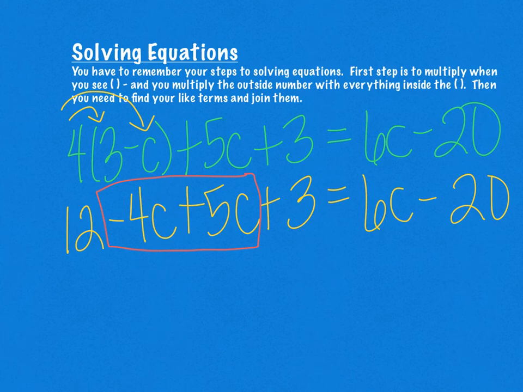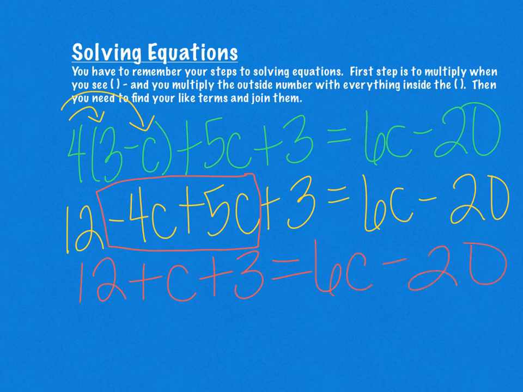Now, because I have the negative 4c and a positive 5c, I know that my positive 5 is greater, so I would see it as 5 minus 4, and 5 minus 4 is 1. It would be a positive 1. So as I rewrite it, I would rewrite 12 plus c plus 3 equals 6c minus 20.